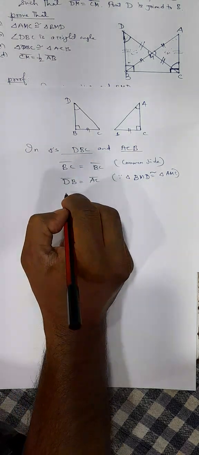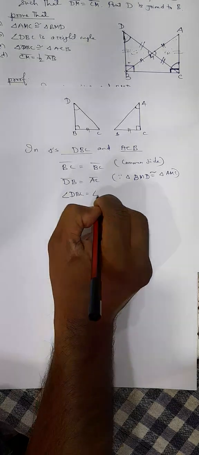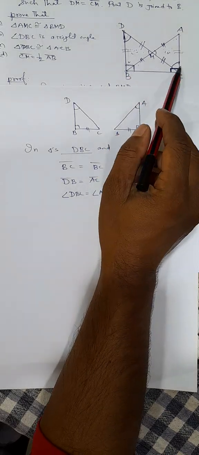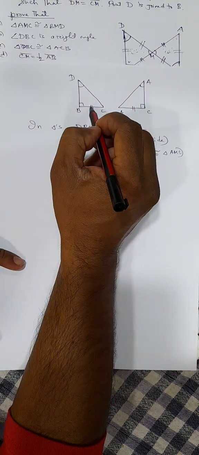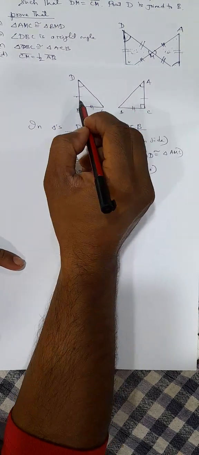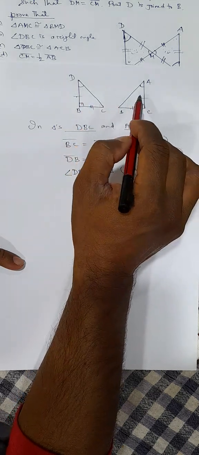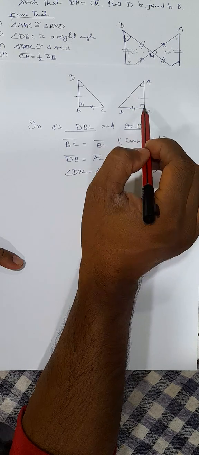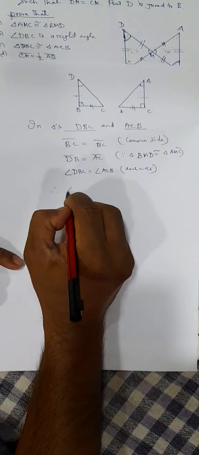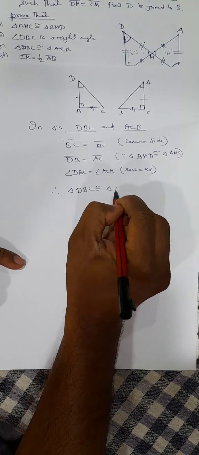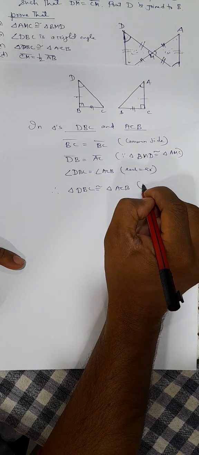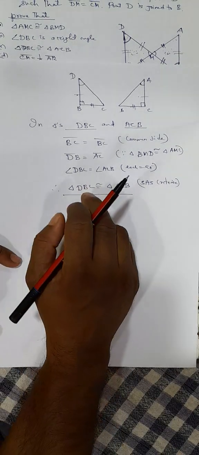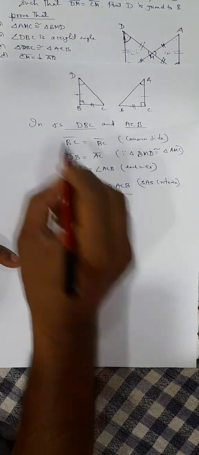Then one more thing, we find that angle DBC equal to angle ACB, each equal to 90 degrees. Since they are right angles, we already proved this. So in these two triangles, two sides and included angle of triangle DBC are equal to two sides and included angle of triangle ACB. Therefore, triangle DBC congruent to triangle ACB by SAS criteria, right? So these two triangles are congruent. That means C is proved.